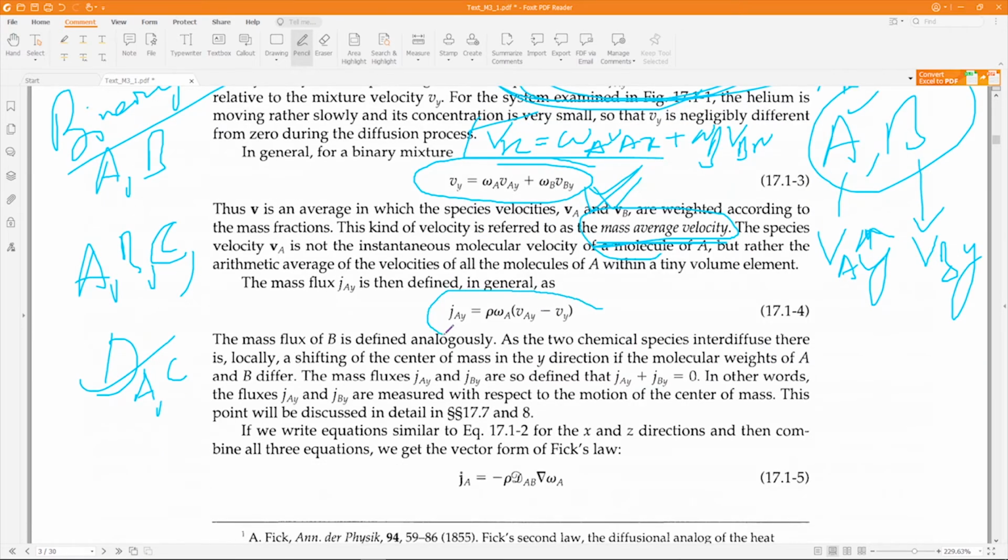Now, this is the general diffusion definition of the mass flux. So you take rho omega A and (v_Ay minus v_y). So this is what? This is the mass flux in the y direction. This is the mass concentration. This is the mass fraction of A, because you are calculating the mass flux of A. This is the velocity of A. And what is v_y? This is the mass average velocity in the y direction. Okay, so this is also another definition to calculate the mass flux.